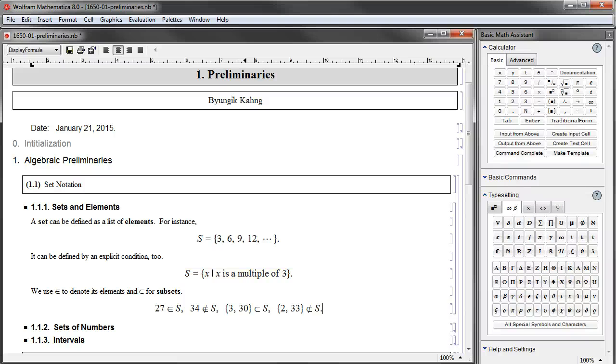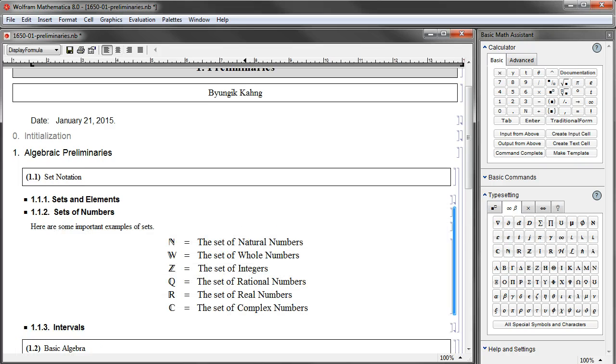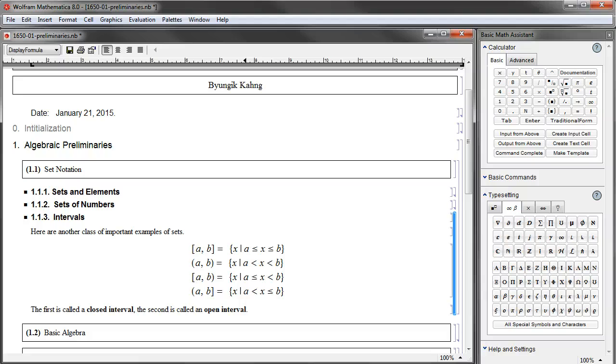Subset, element, well, you should know about those kinds of things. How about the sets of numbers? These are the notations we are going to use: N, W, Z, Q, R, C. Sets of natural, whole, integer, rational, real, and complex numbers. Another important kind of set is intervals: with semi-inequality we have brackets, with strict inequality we have parentheses.